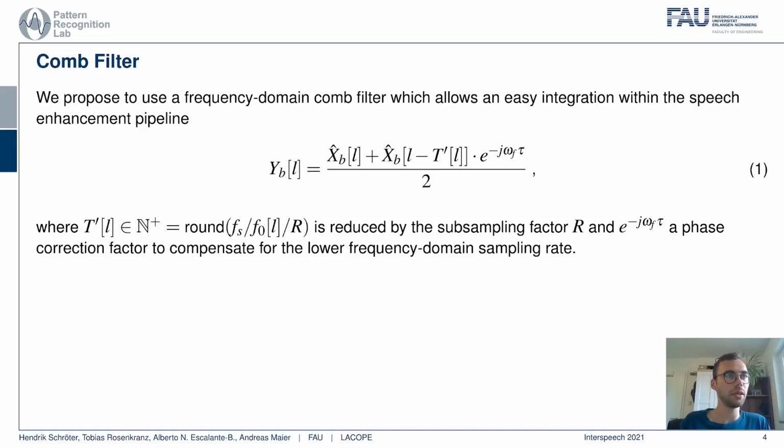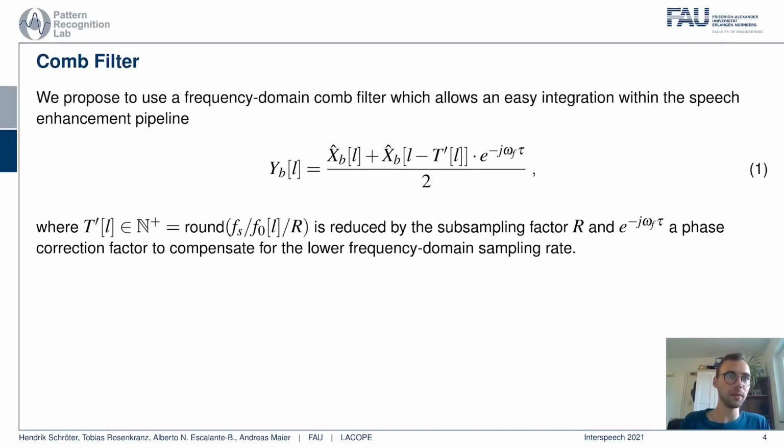Now when we look at the comb filter, in contrast to previous work which applied the comb filter on the noisy audio signal, we apply the comb filter in frequency domain. This has two advantages. First, for our comb filter we already have the enhanced spectrogram, capital X hat. Then, similarly to the time domain version, we add a delayed version based on the pitch period T.